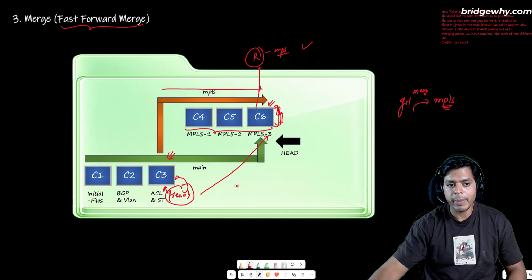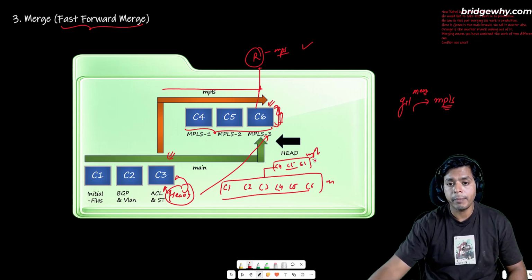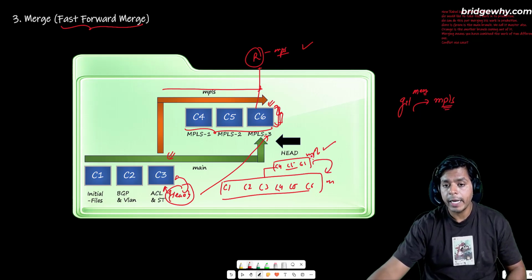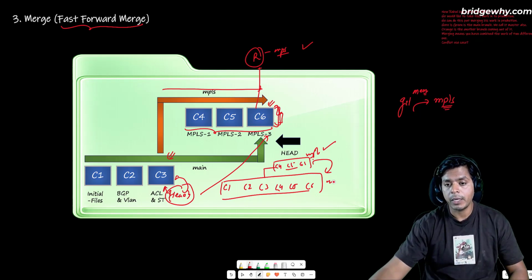Right? So my main branch will look like this: C1, C2, C3, C4, C5, and C6. And what is going to be my MPLS branch? MPLS branch will be like this: C4, C5, C6. It means that when I merge my MPLS branch to main branch, it doesn't mean that MPLS branch is gone. It will be there. If you want to do some more changes, you can do there, right? But now main branch has this commit.